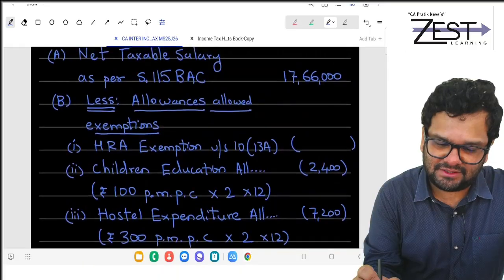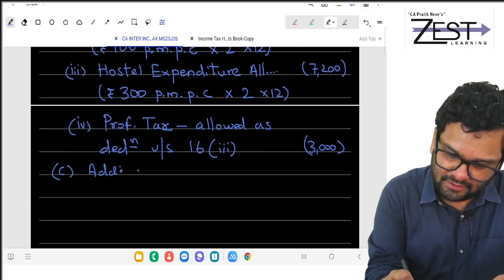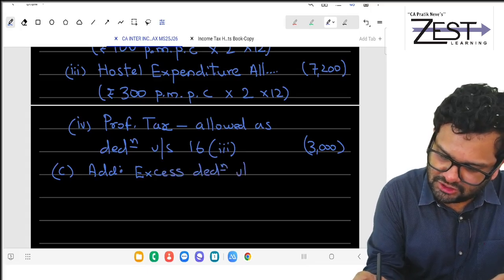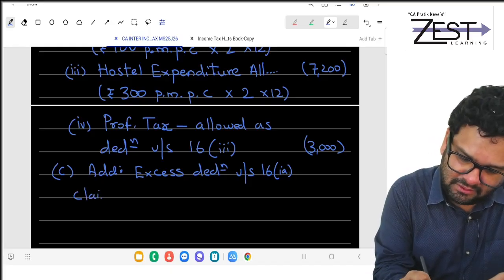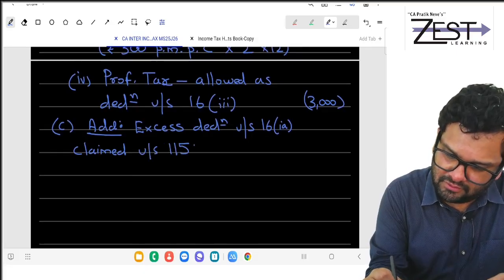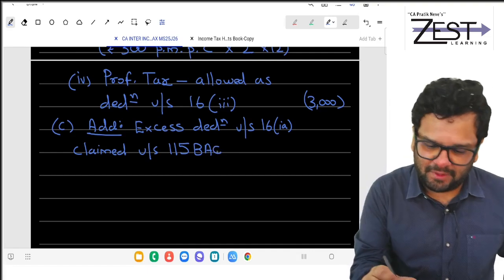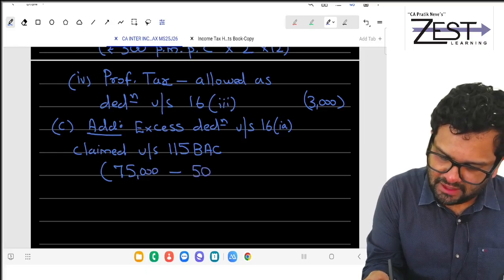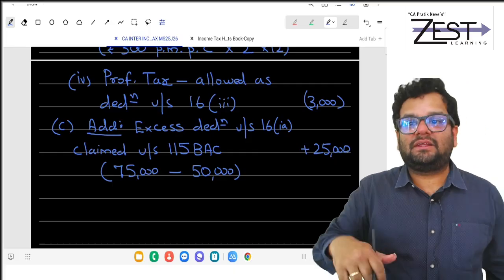Now you will say add, friends. C point, only one point you want to add. What you want to add? Excess deduction under section 16(1)(a) claimed under section 115BAC. So it is excess by how much? 75,000 minus 50,000, 25,000 you will add.